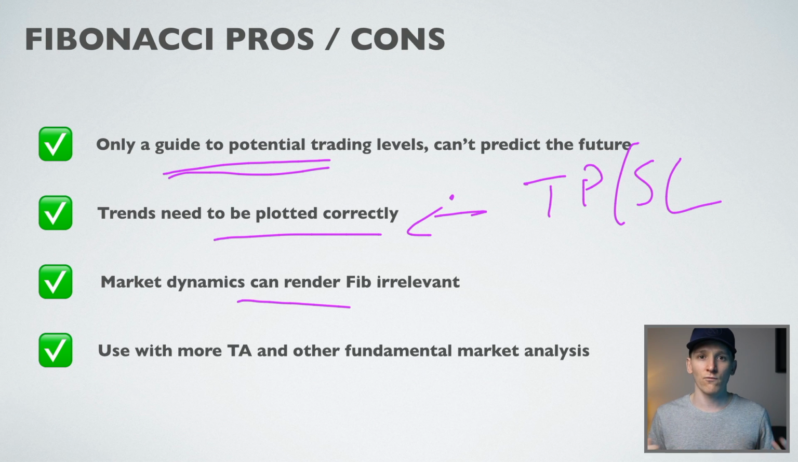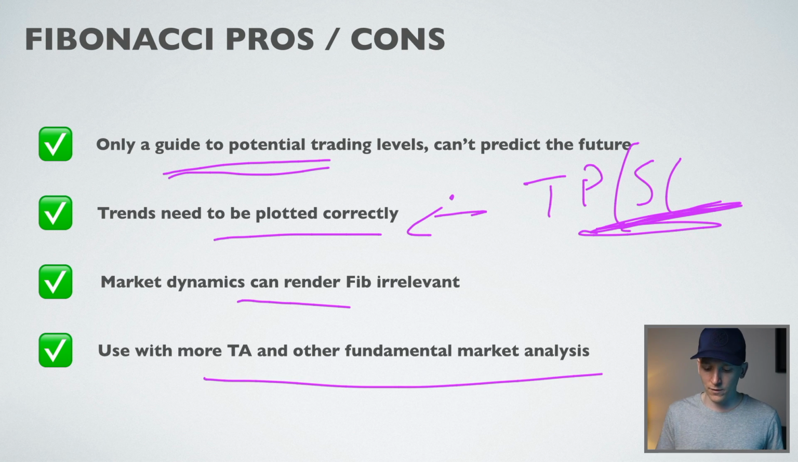Market dynamics can render fib irrelevant, right? So Fibonacci cannot predict the future or news events that can move the price significantly. So that's why people use this. And you have to use it with other TA like moving averages, support and resistance. That's going to give you much more color.